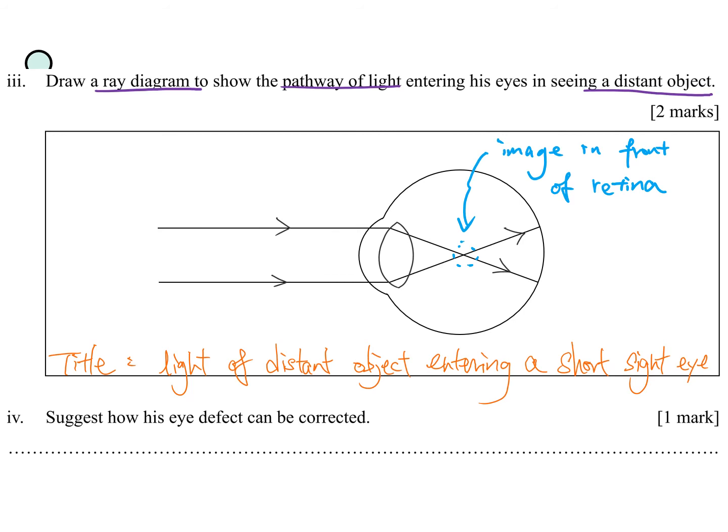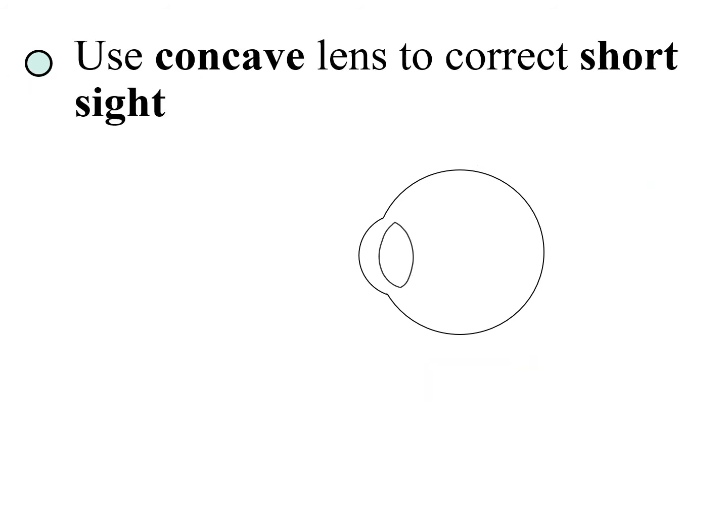And then question 4. Can you suggest how this eye defect can be corrected? What type of lens should you wear? You should wear concave lens. That means a lens looking like this. 凹透鏡. I would like you to also draw out the ray diagram to show how the lens helps to correct short sight and long sight.